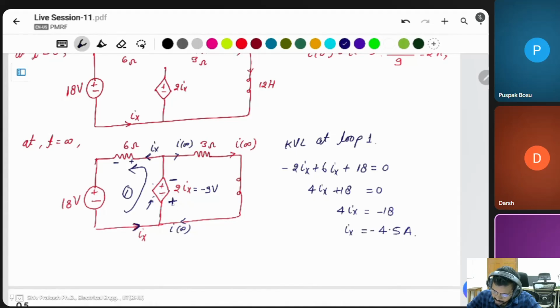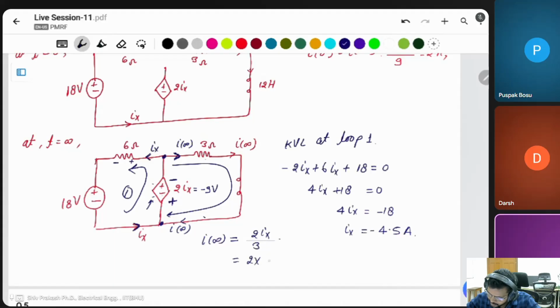Then this positive is connected to this one, and the negative is connected to this one. It means the current should be flowing like that, but the actual current is I infinity. What is I infinity in this case? I infinity is this voltage 2Ix. You can see this 2Ix is simply applied to this resistor. Okay, 2Ix divided by this resistance of 3 ohm.